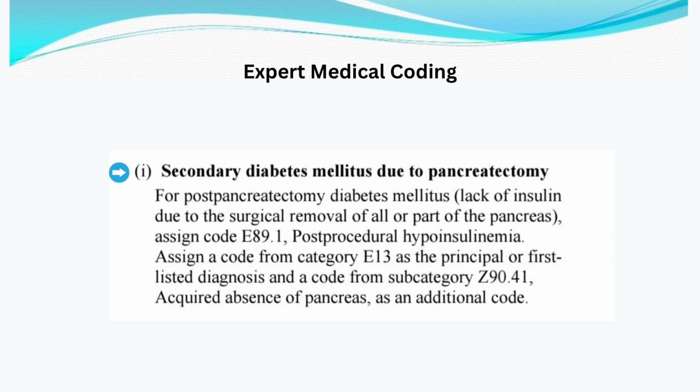Secondary diabetes mellitus due to pancreatectomy. For post-pancreatectomy diabetes mellitus, lack of insulin due to the surgical removal of all or part of the pancreas, assign code E89.1, post-procedural hypoinsulinemia. Assign a code from category E13 as the principal or first-listed diagnosis and a code from subcategory Z90.41, acquired absence of pancreas, as an additional code. Let's understand this in more detail.